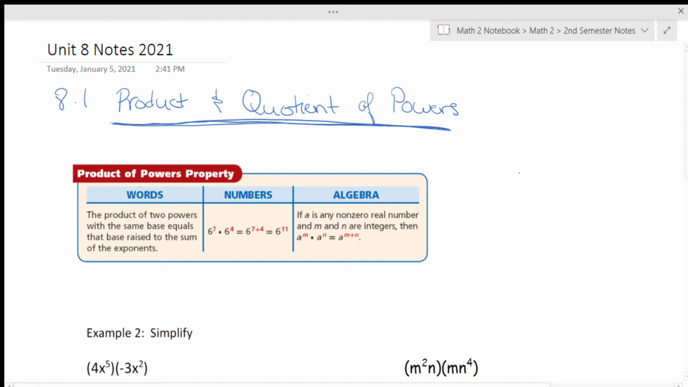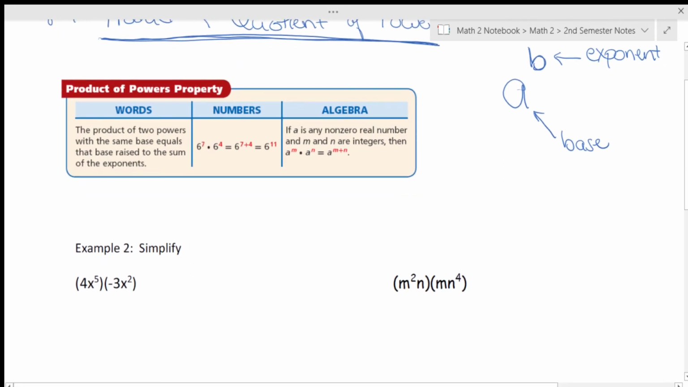So what we might define here is when we have something raised to an exponent, this is the exponent, and this is the base. When we talk about base, we're talking about the big number being raised to the power. Whenever we're multiplying two powers together, we're going to add those exponents. So for example, in this little box here, 6 to the 7th times 6 to the 4th, the 6 stays the same, and then we add the exponents 7 plus 4, so we get 6 to the 11th.